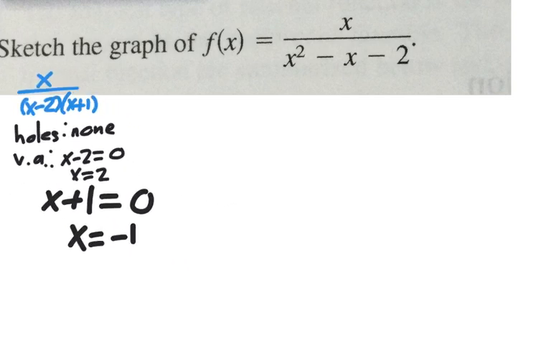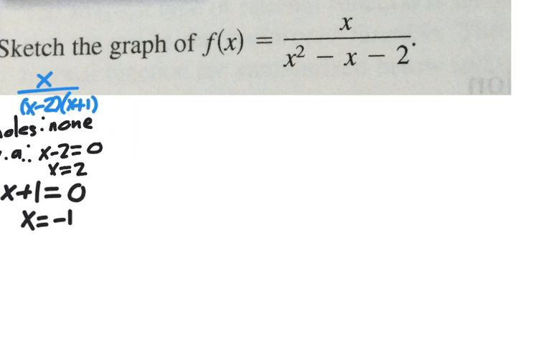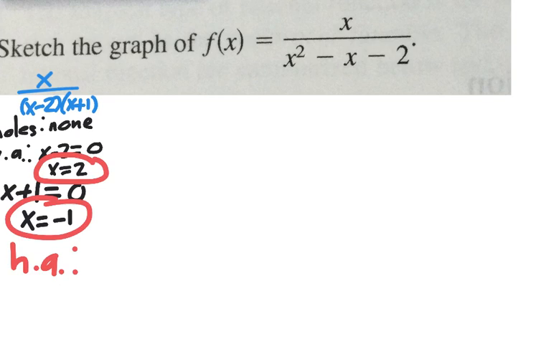Next thing I'll look for, horizontal asymptotes. So let me circle these so I don't lose them. Horizontal asymptote happens when I'm looking at the degrees here. The degree of the numerator is 1. The degree of the denominator is 2. That means I have a horizontal asymptote at y equals 0.